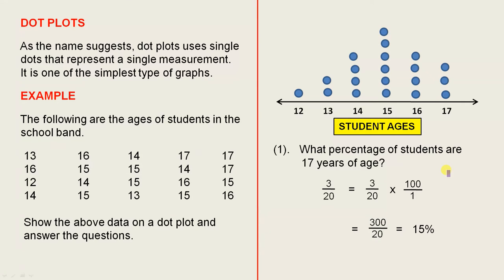So we can answer some questions. What percentage of students are 17 years of age? We can see that there are 3 dots, so 3 out of 20 are 17 years of age. So to turn that to a percentage, 3 over 20 times 100 over 1. We saw in earlier videos that to change a fraction to a percentage, multiply it by 100 over 1. That gives us 300 over 20, which is 15%. So 15% of the students are aged 17.